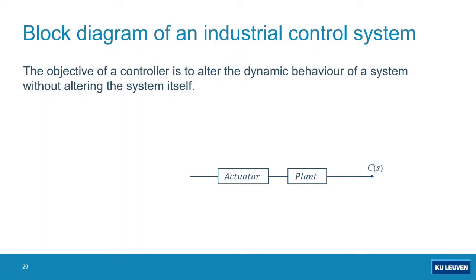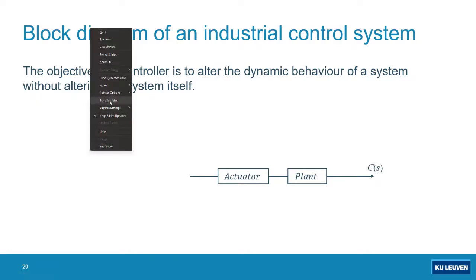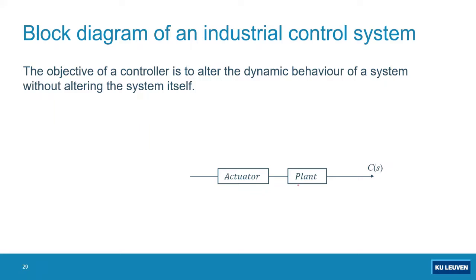The objective of a controller that you are going to design is to alter, to change the dynamic behavior of the system that you have without touching the system itself. So let's consider now you have a dynamic system. Let's consider a DC motor. And if you want to run the DC motor, it should always be equipped with a power supply or an amplifier, right?